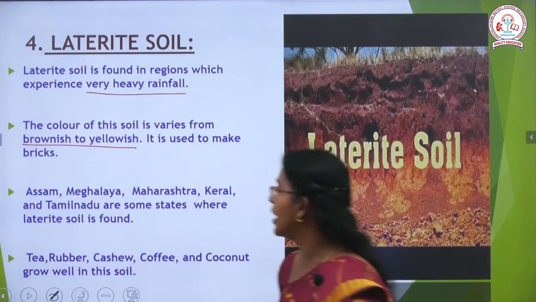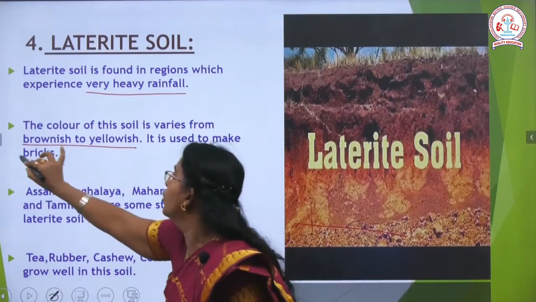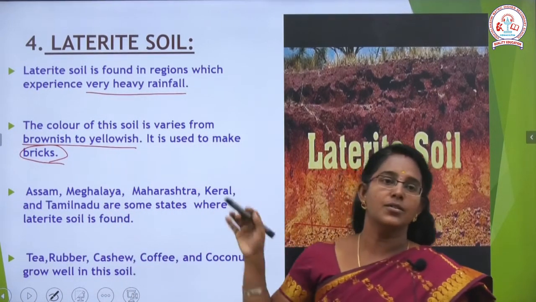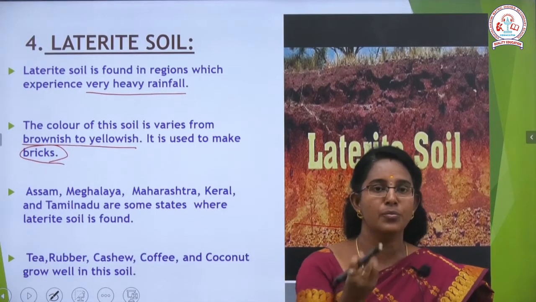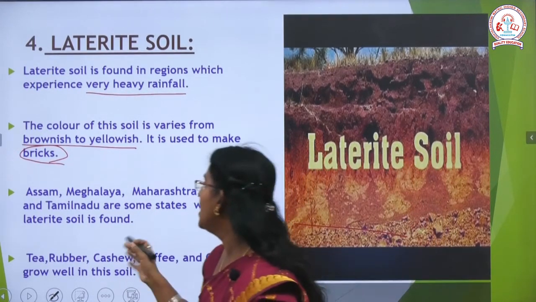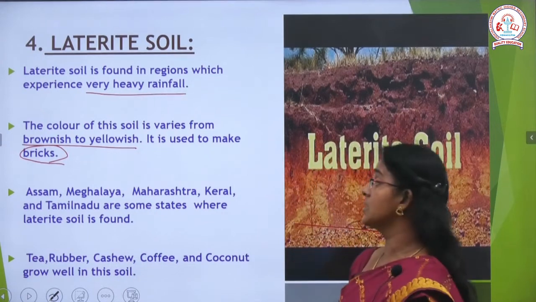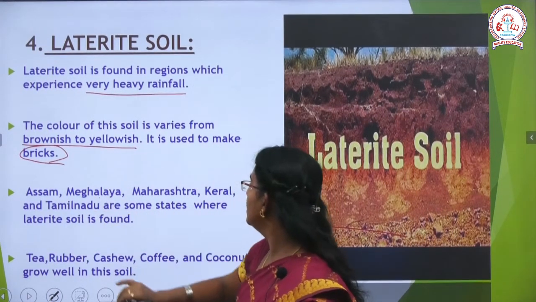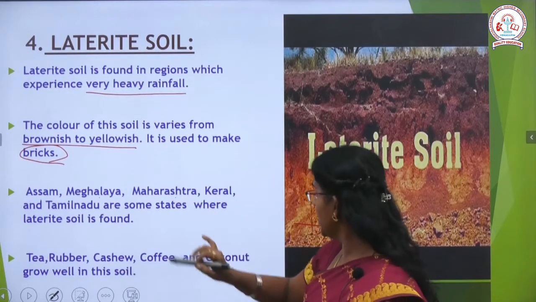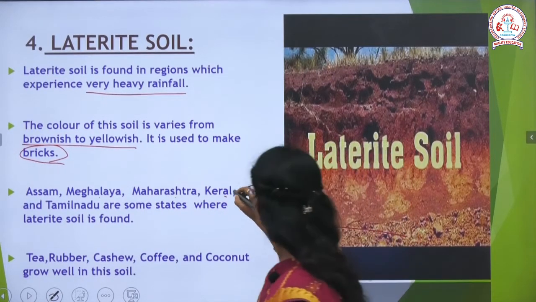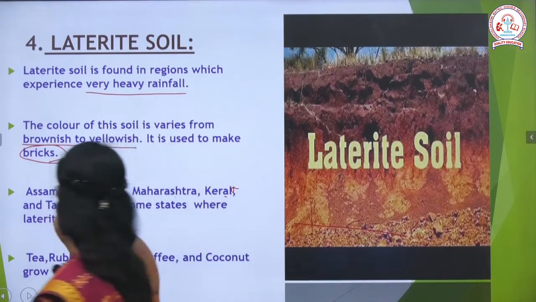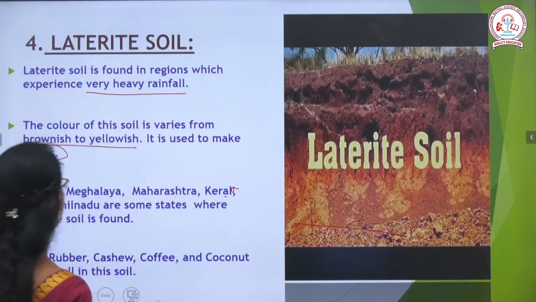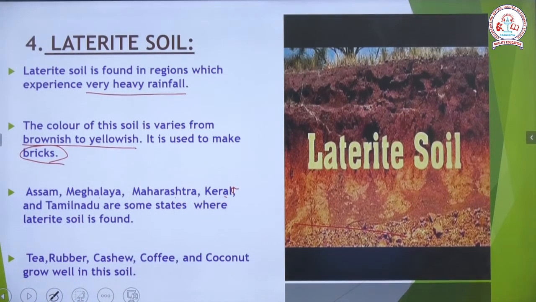It is mainly used to make bricks. So laterite soil is used to make bricks. Next, where are the places we will see this laterite soil? Assam, Meghalaya, Maharashtra, Kerala and Tamil Nadu are some states where laterite soil is found.